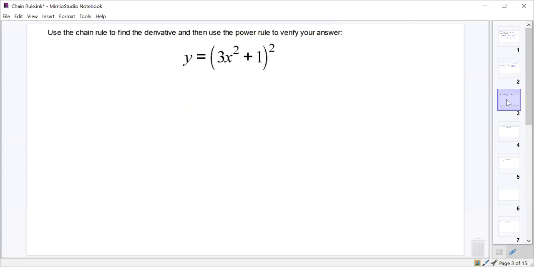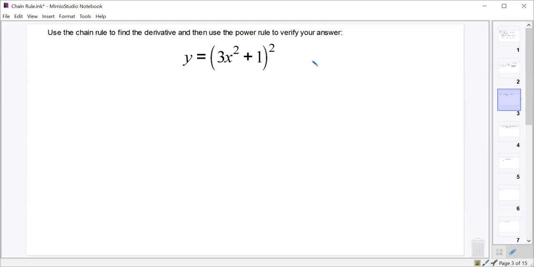So let's see if we can use the chain rule to find the derivative of this function, y equals 3x squared plus 1 all raised to the 2nd power. Now, before we do that, do I need the chain rule to solve this? Is there another way we could do it without using this chain rule with the composition of functions? Yeah, there should be 2 different ways.